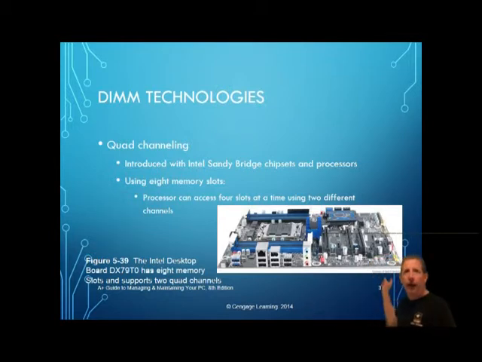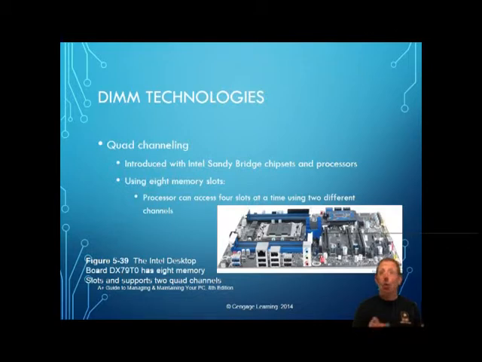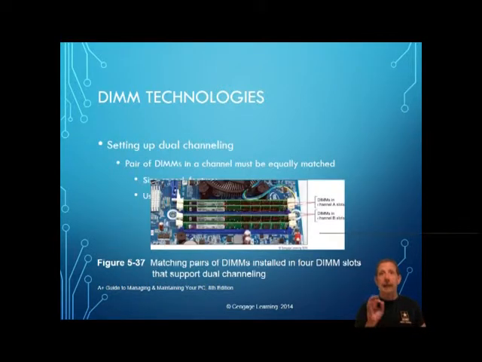Now, as the figure behind me shows, it shows dual channeling and how it works on a board with 4 DIMM slots. The board has 2 memory channels, channel A and channel B. With dual channeling, the 2 DIMMs installed in the 2 slots labeled channel A can be addressed at the same time. Now, if 2 more DIMMs are installed in the channel B slots, they can be accessed at the same time. So in setting up dual channeling, know that the pair of DIMMs in a channel must be equally matched in size, speed, and features. And it is recommended also that they come from the same manufacturer.